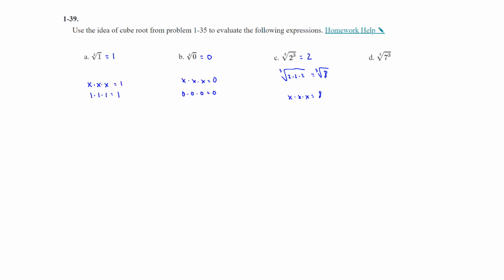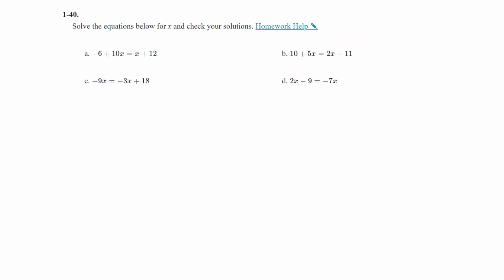And then you can kind of apply the same thing on D, is that 7 times 7 times 7. Don't necessarily know what that is. I could plug it into a calculator. But then when I go to do the cube root of that, it's just going to break it right back down to 7. It's 7 times 7 times 7. That will give you that answer underneath the radical.